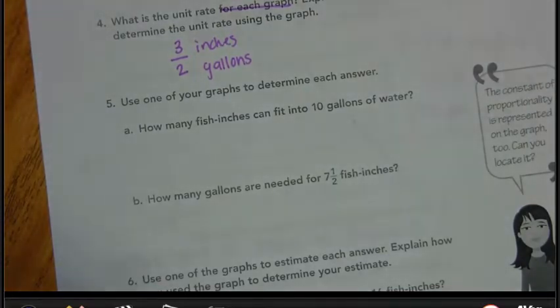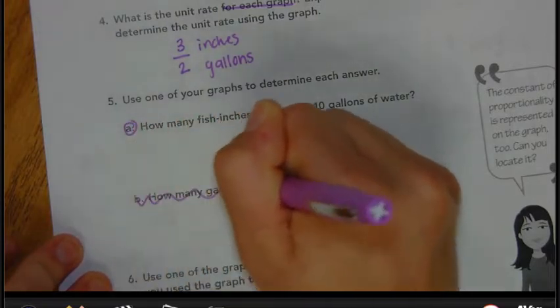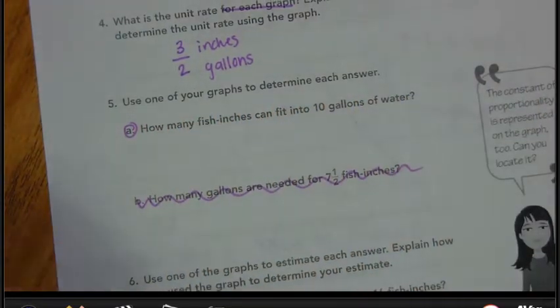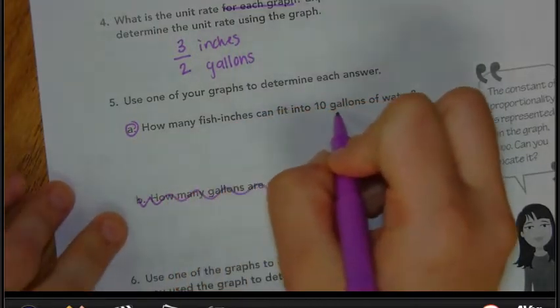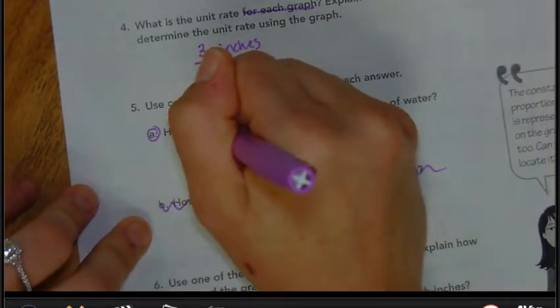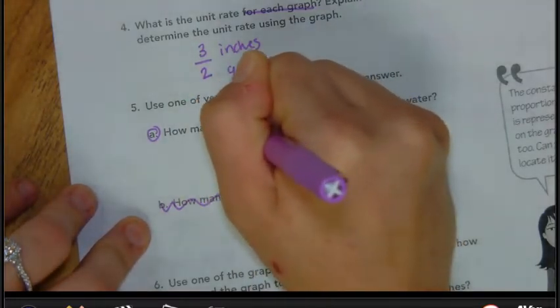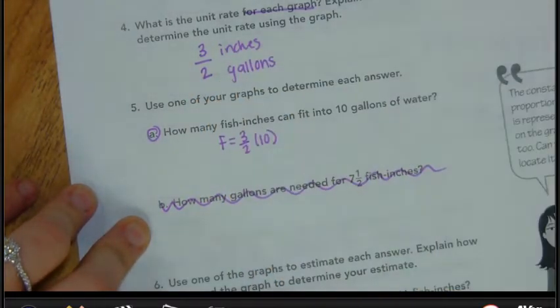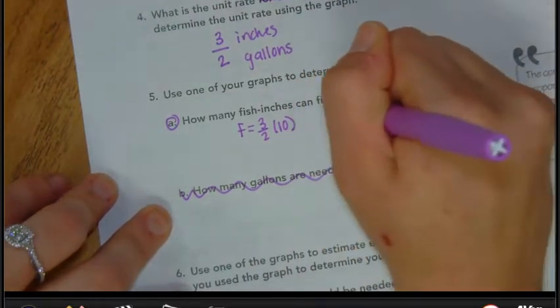All right, use your graph. We're only going to do letter A because remember, only one graph. So use your graph that we used to determine the answer. So how many fish inches can fit into 10 gallons of water? So we're going to have F equals 3 over 2 times 10. All right, and we actually already did this, so let's go ahead and do this again.